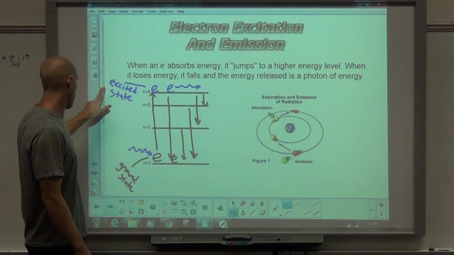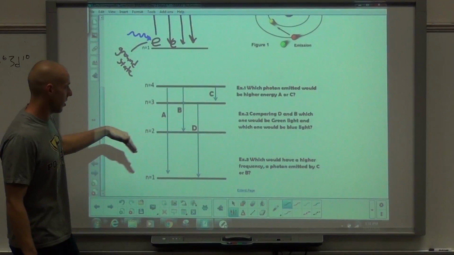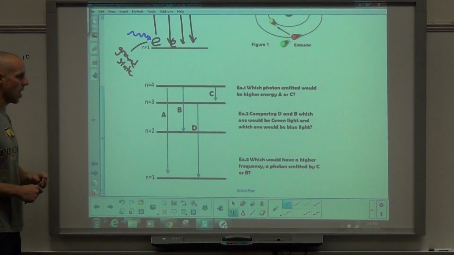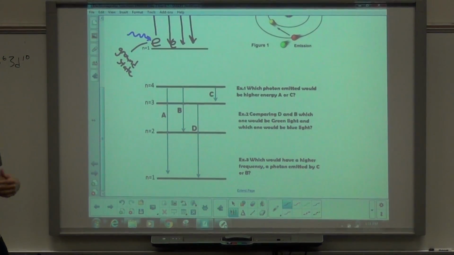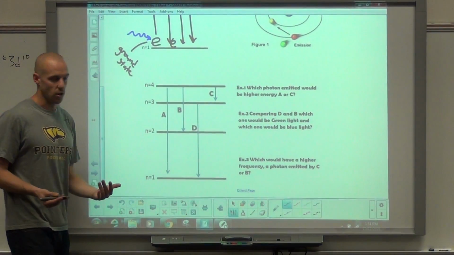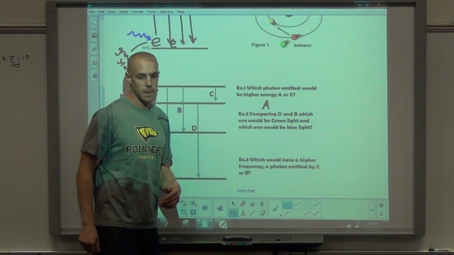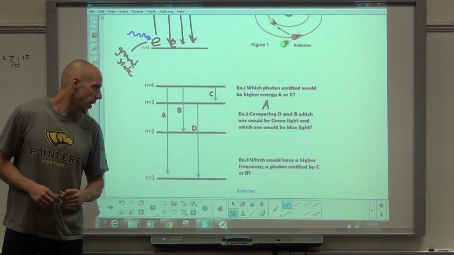Okay, so some of the types of problems that you might see with this are right next to it there. So example 1 says, which photon emitted would be higher energy, A or C? So you just look at it, which one's falling farther, A or C? A. So A is going to be more energy. So you write A on here. Okay? Example 2 says comparing D and B.